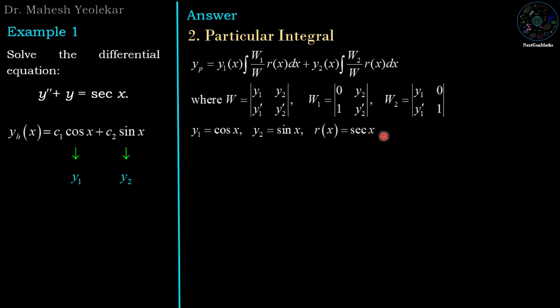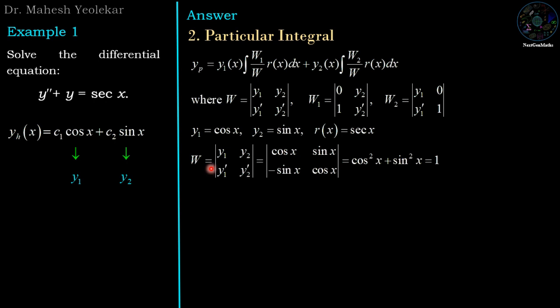Substitute those values in W, W1, W2. Then we have W equal to the determinant with rows y1, y2 and y1 dash, y2 dash. So cos x, sin x and minus sin x, cos x. Its evaluation is cos squared x plus sin squared x, which is equal to 1. So W equals 1.